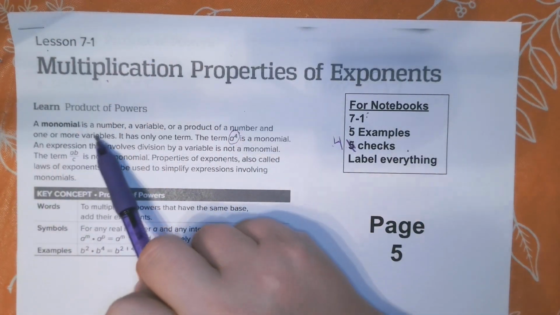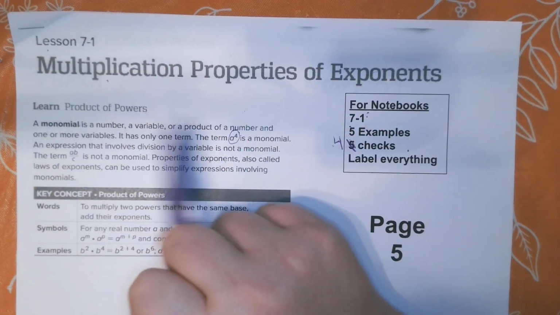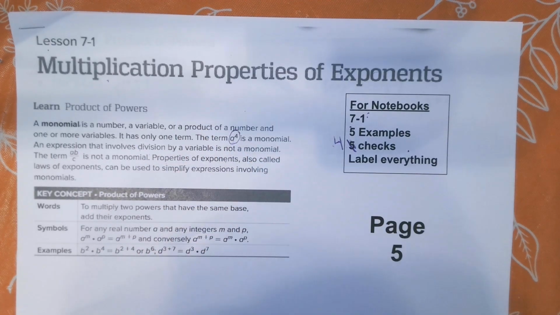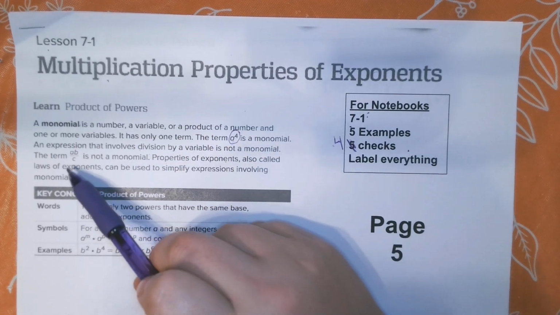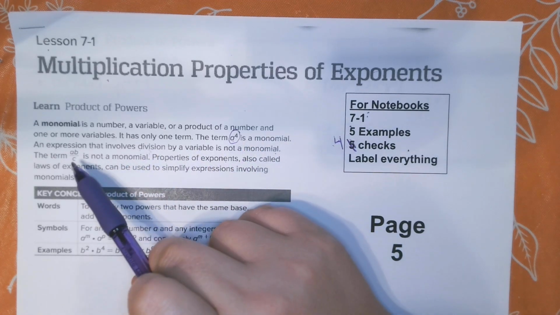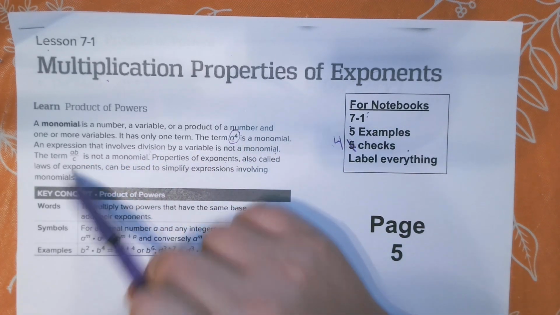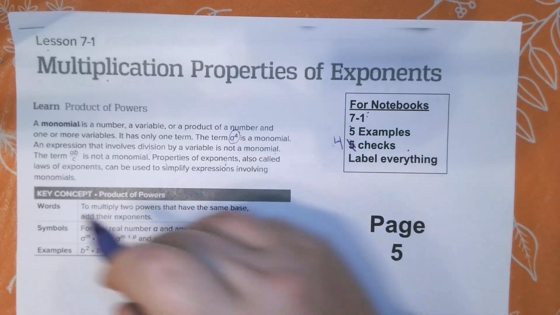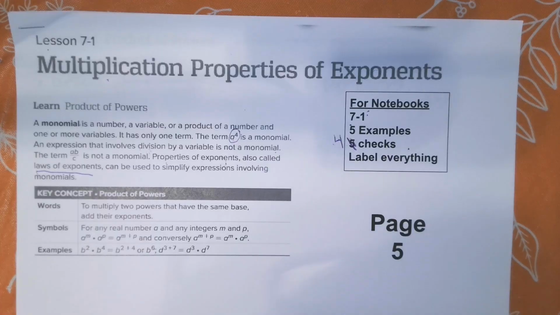Okay? So, a monomial is a number, a variable, or a product of a number and one or more variables. It has only one term. So, a to the 4th power, that's a monomial. An expression that involves division by a variable is not a monomial. So, this is being divided by c. That's not a monomial. Properties of exponents, also called laws of exponents, can be used to simplify expressions involving monomials.